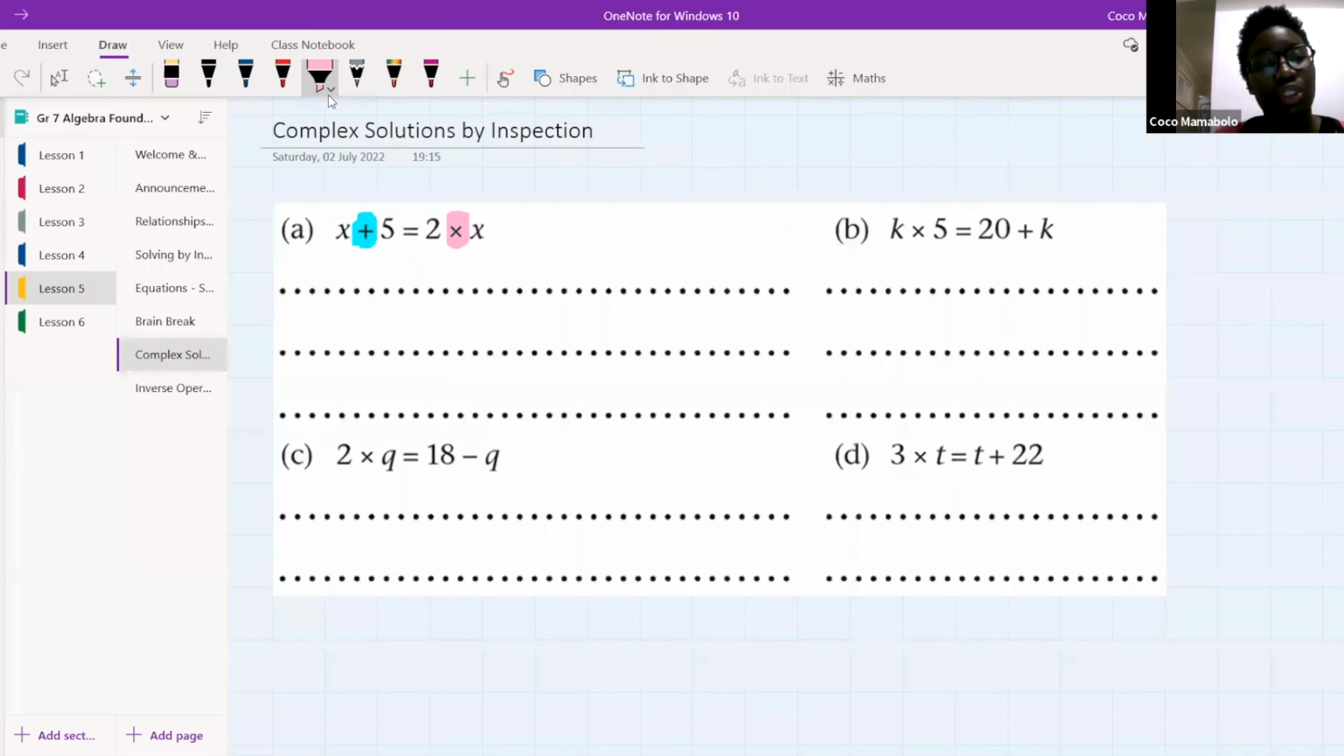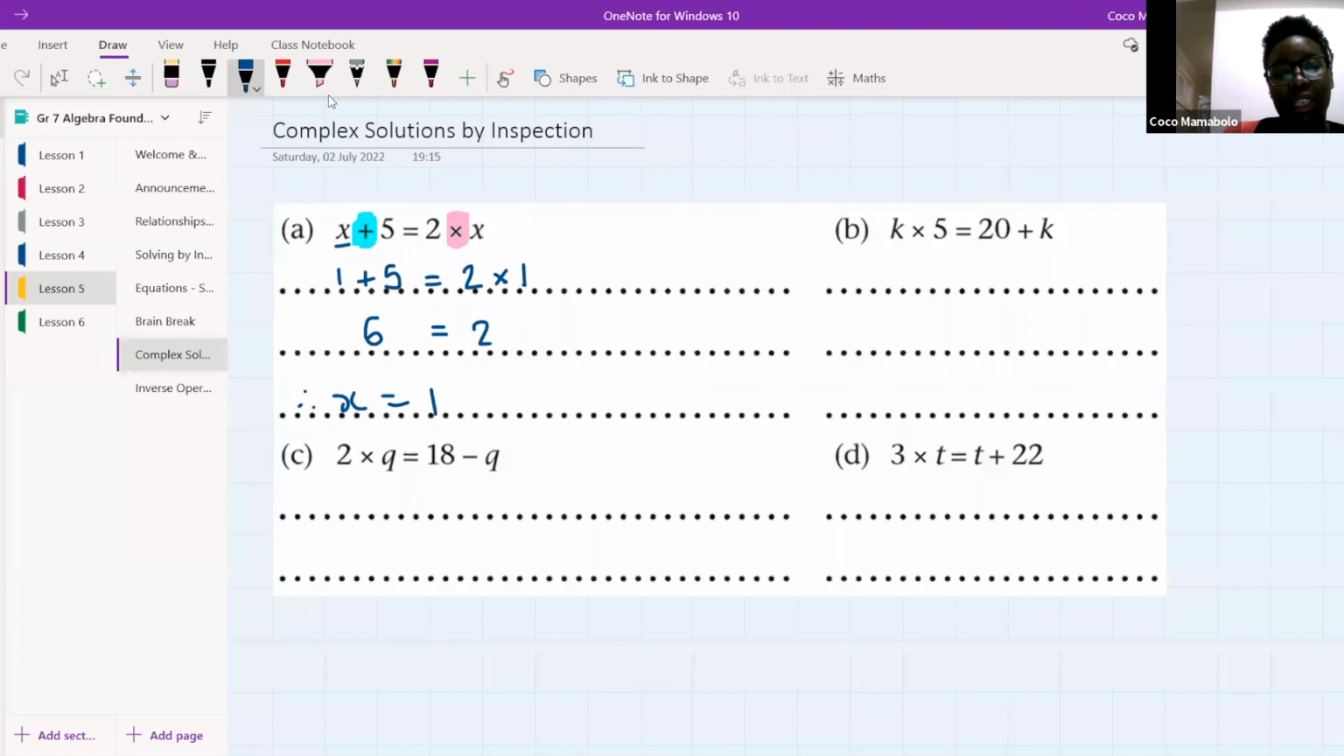So what I need you to do is go through a process of elimination. This is what a process of elimination means. Start with 1. If x is equal to 1, I'm going to have 1 plus 5. How much is 1 plus 5, guys? 1 plus 5 is 6. Good. 6 is equal to 2 times 1. What is 2 times 1 though? It's 2. Guys, is 6 equal to 2?